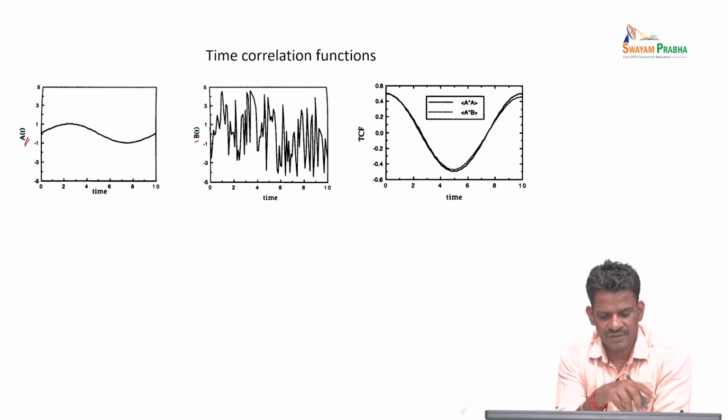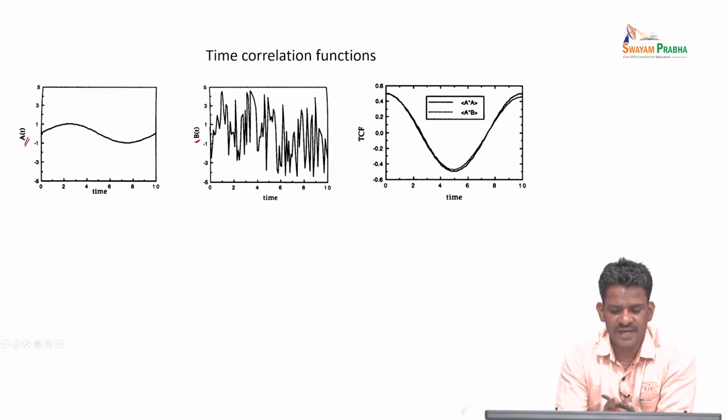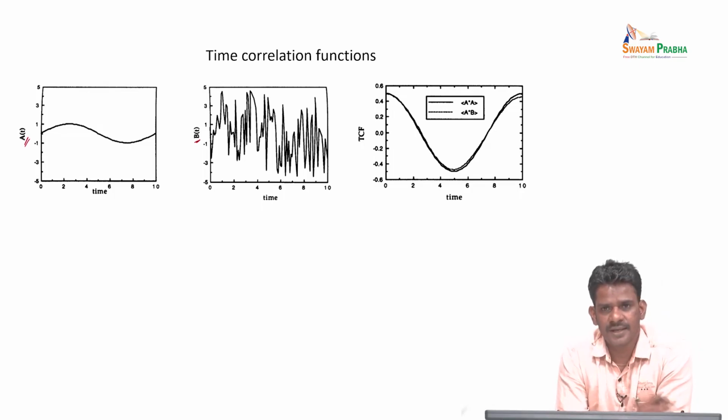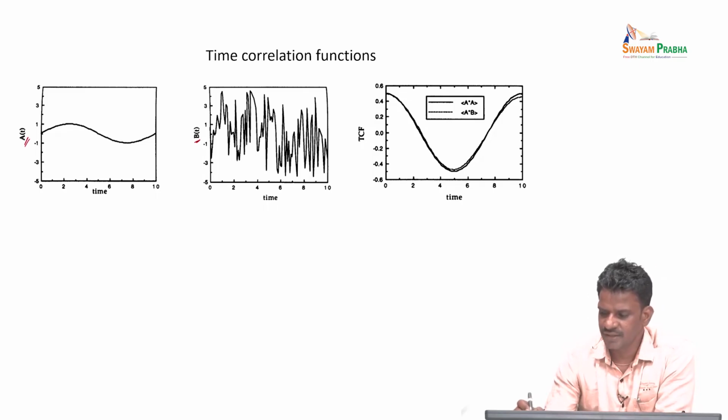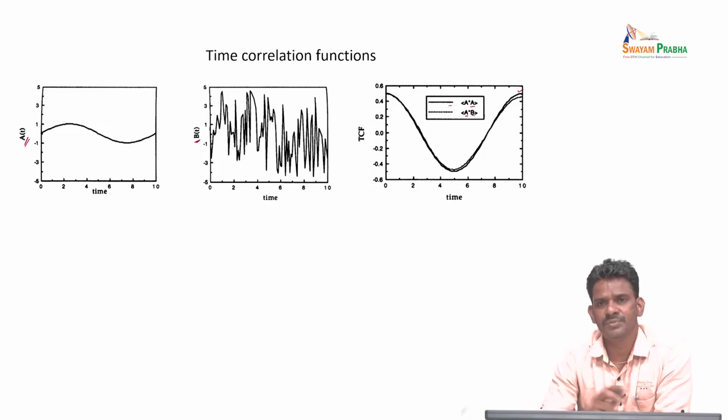So, if you want to know whether this B of t is related to A, we can take a time correlation between AA and AB and then compare them. So, this is what is compared here. The solid line here is the autocorrelation of function A, and the cross correlation between A and B is given by the dotted line, and you can see that they are very similar in nature.